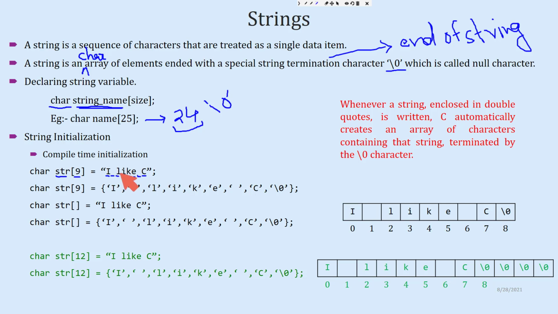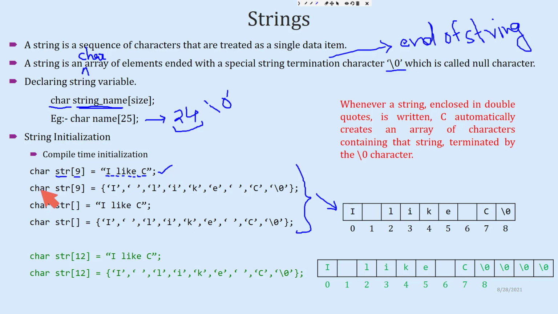So here I have 8 characters, two of them spaces. But the size of the array is 9. That means in the last cell we are going to store the null character. So this will be the array representation of the statement char str[9] = "I like C". This is one way of initializing a string.